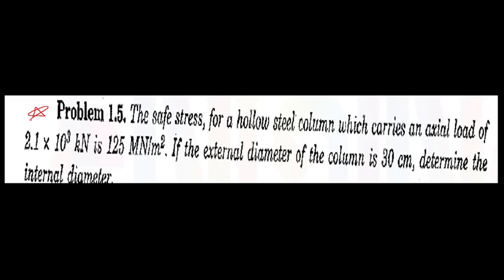A safe stress for a hollow steel column which carries an axial load of 2.1 into 10 to the power 3 kilonewton is 125 mega Newton per meter square. This is the value of stress and this is the value of force. If the external diameter of the column is 30 centimeter, determine the internal diameter.